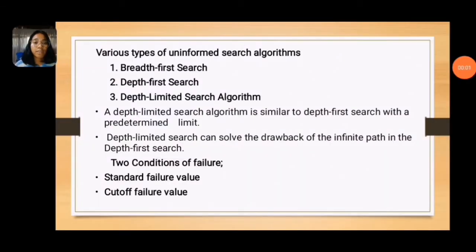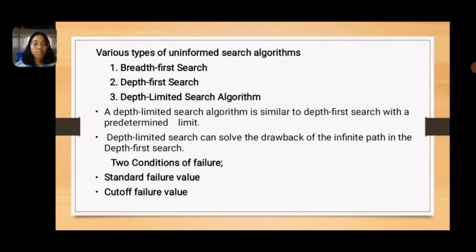The third type of uninformed search algorithm is depth limited search algorithm. A depth limited search algorithm is similar to depth first search, with a predetermined limit. Depth limited search can solve the drawback of the infinite path in the depth first search.